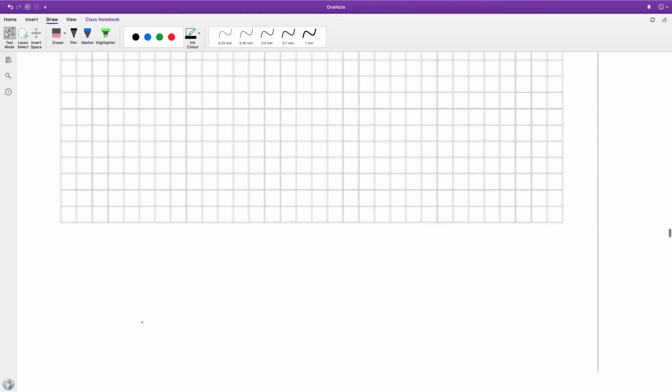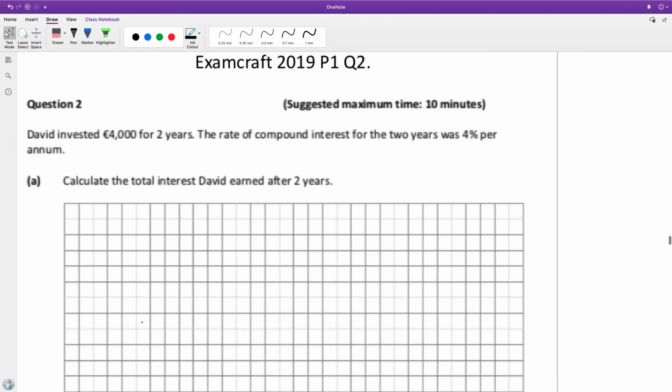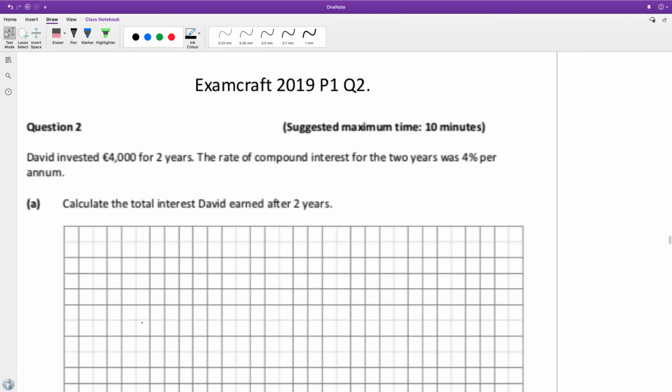Right, have a go for me. Compound interest, a bit of from last week. Off you go. Bit of last week's stuff.